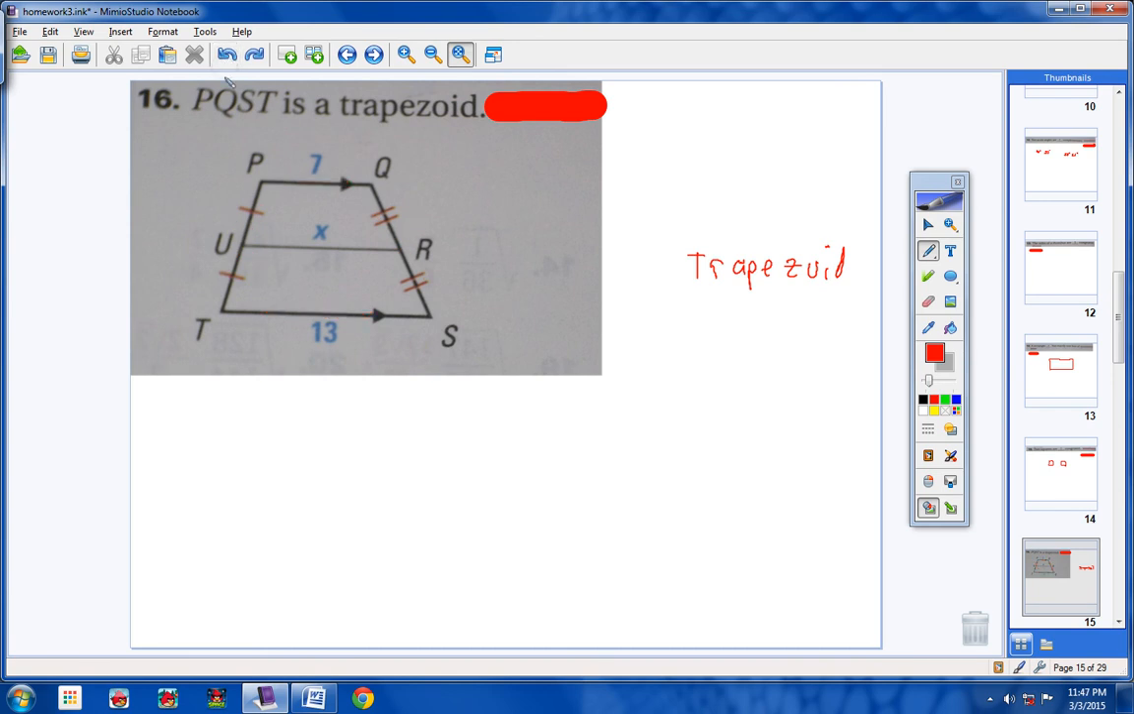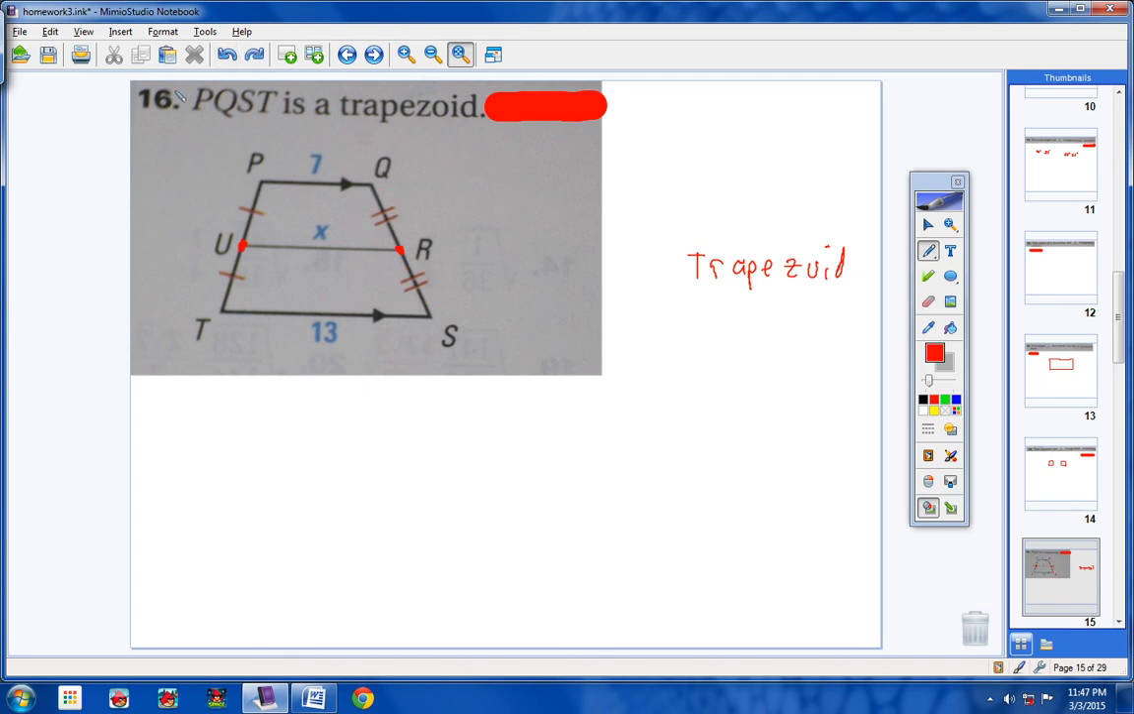Next, I want you to notice that U is the midpoint. U is right in the middle of PT. How do I know that? Because this segment here is congruent to this segment here. So U has to be right in the middle. I also want to point out to you that R is the midpoint of QS. R is right in the middle. How do I know that? Because this segment here is congruent to this segment here. So R has to be in the middle.